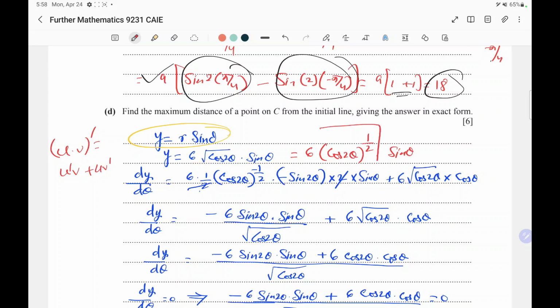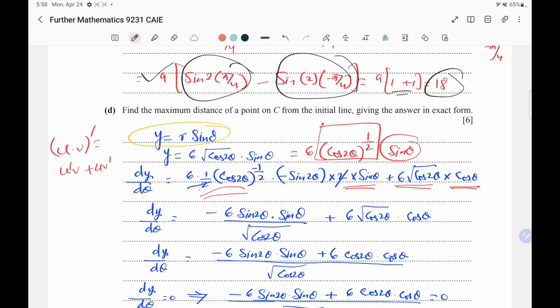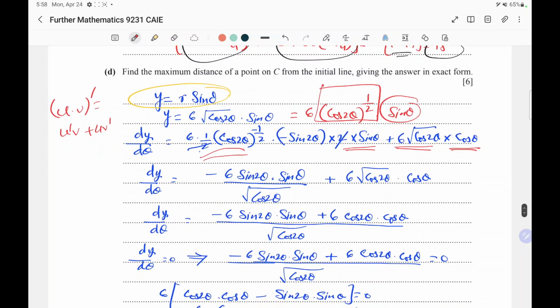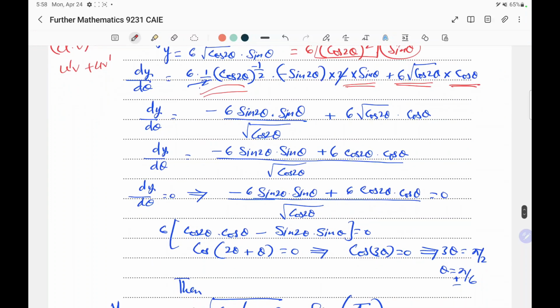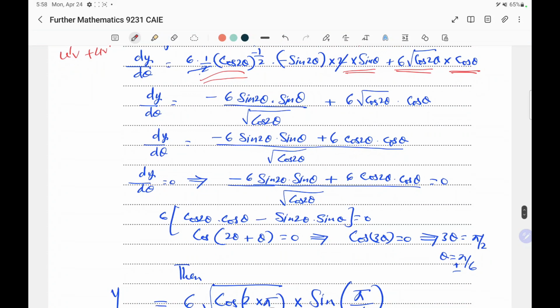So first you have to differentiate this part, keep sine theta as it is, and then keep this part as it is and differentiate sine as cos theta. I have written all the steps. So you can pause the video and understand on your own. Now dy by d theta, I got this here. Now you have to equate it to 0. So just equate to 0.